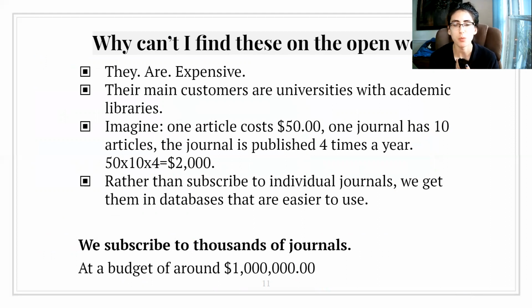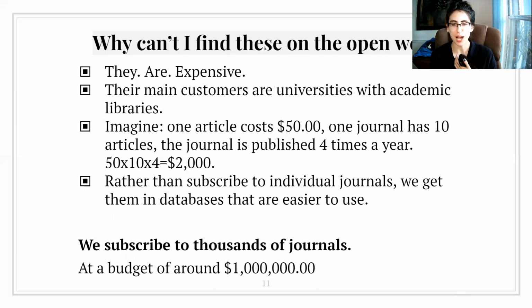So imagine that one article costs 50 bucks. And then one journal, remember articles are in a journal, has 10 articles, and that journal is published 4 times a year. So 50 times 10 times 4 is $2,000. And that's just for one journal for 1 year. That journal very likely has been coming out for decades and decades at this point. And that's so much money.